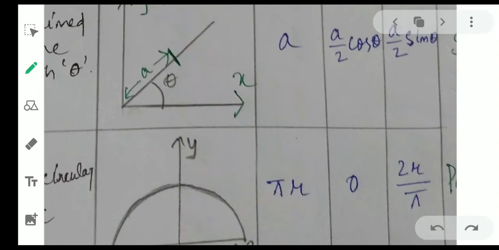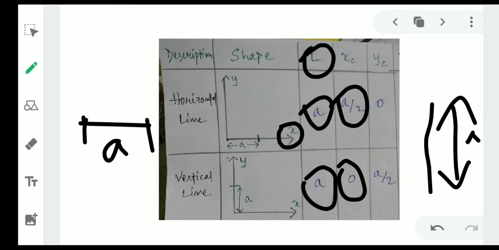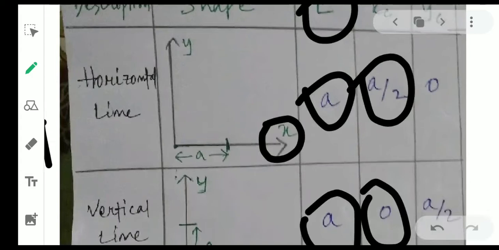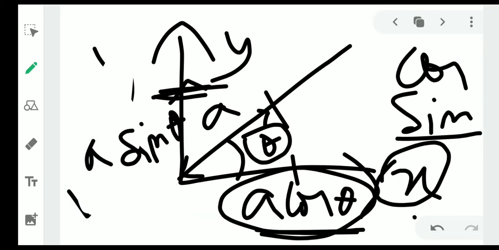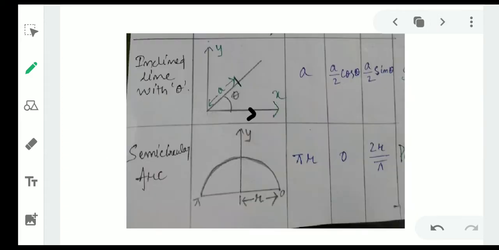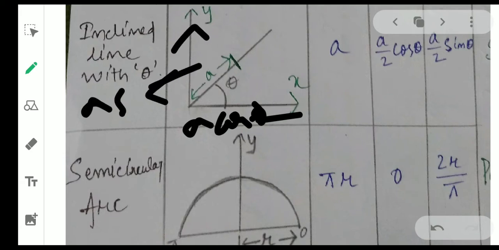Very simple, the length is a, so the centroid in the x direction will be a by 2 cos theta, because the length is a, so the component becomes a cos theta. As you are calculating the centroid, it becomes a by 2. The components of the length are a cos theta and a sin theta. While calculating the centroid, the length in the x direction is a cos theta, and similarly in the y direction it is a sin theta.